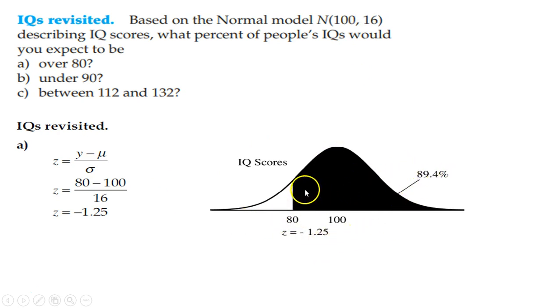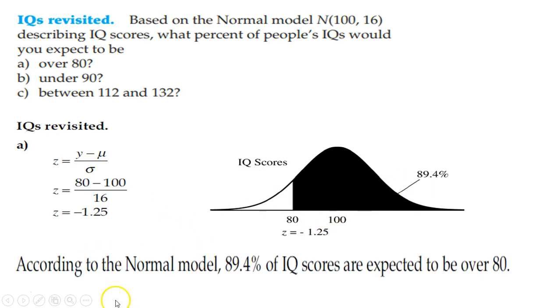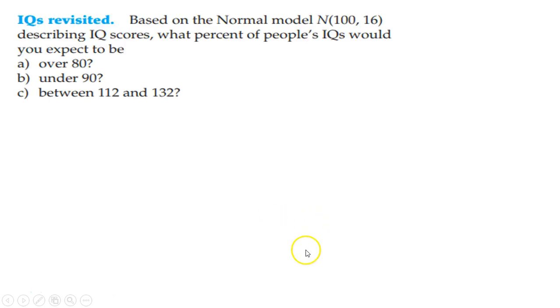Or I could do my normal CDF, and I could do negative 1.25 after I make it into a z-score, up to like 10, comma, 0 for your mean when you're doing the normal model, and 1 for your standard deviation to get your answer of also 89.4. So according to the normal model, 89.4% of your IQ scores are expected to be over 80.